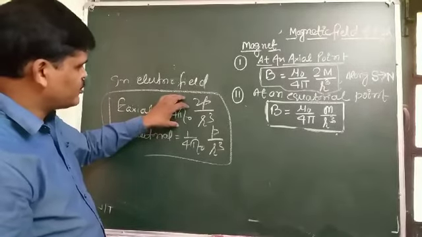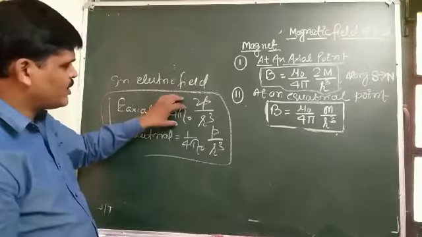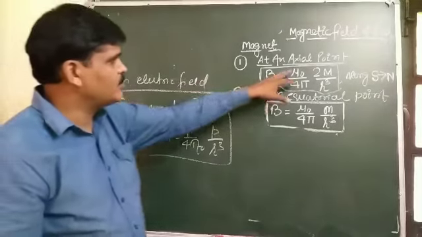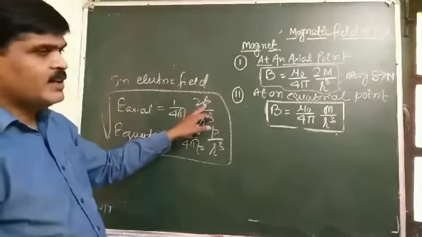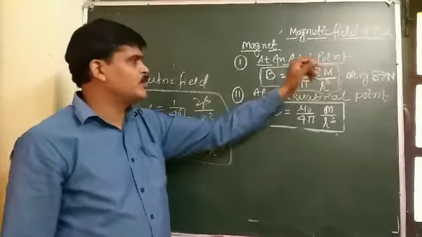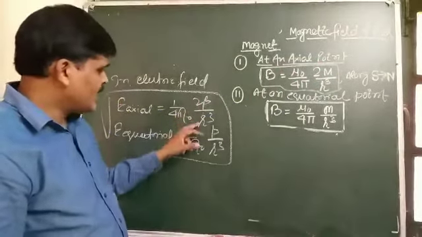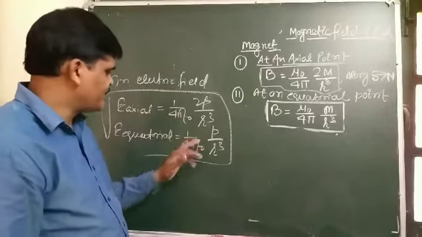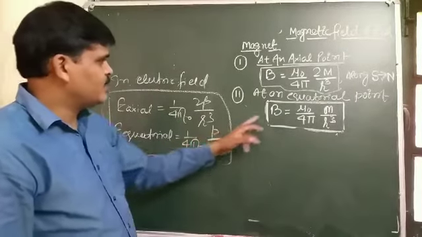This constant changes to what? Mu naught by 4 pi. 1 upon 4 pi epsilon 0 changes to mu naught by 4 pi. Here the electric dipole moment p can be changed to the magnetic dipole moment. And the distance is the same. Again here mu naught by 4 pi.